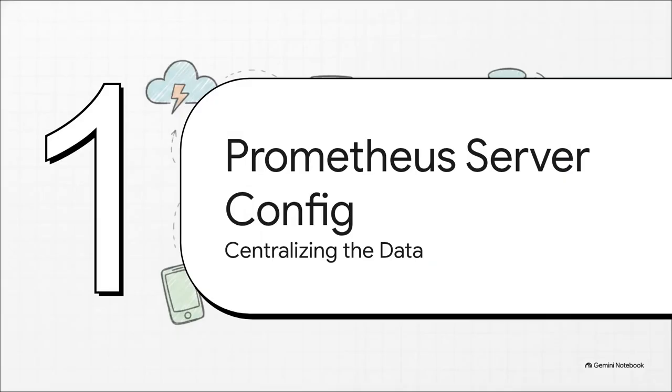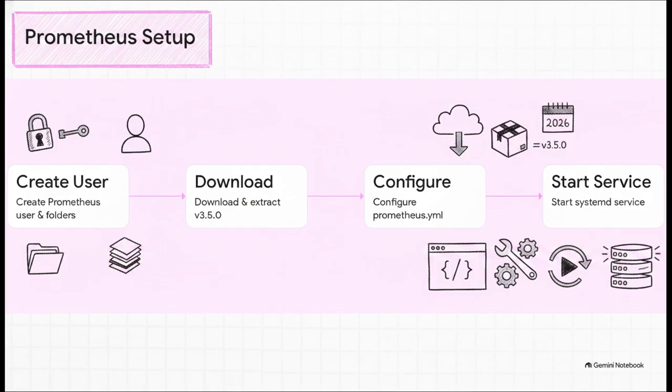Section 4, configuring the Prometheus server, or how we actually centralize all this data. Setting up the Prometheus hub itself is a pretty straightforward administrative task. You kick things off by creating a dedicated system user and some secure directories, just to make sure the service is properly sandboxed. Then, you download and extract the binaries. For this specific March 2026 SCC release, we're using Prometheus version 3.5.0. After moving those binaries into place, you configure the core file, which is prometheus.yml, and finally, set it up to run continuously as its own systemd service.